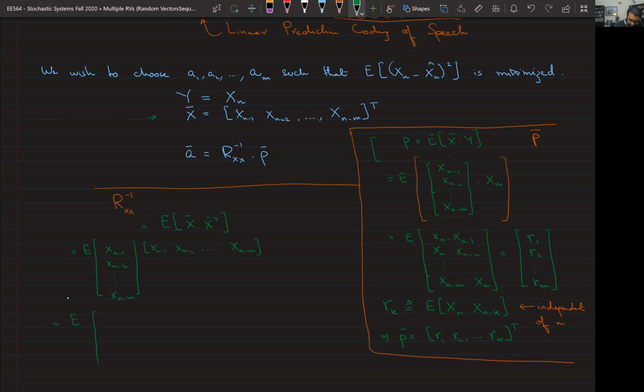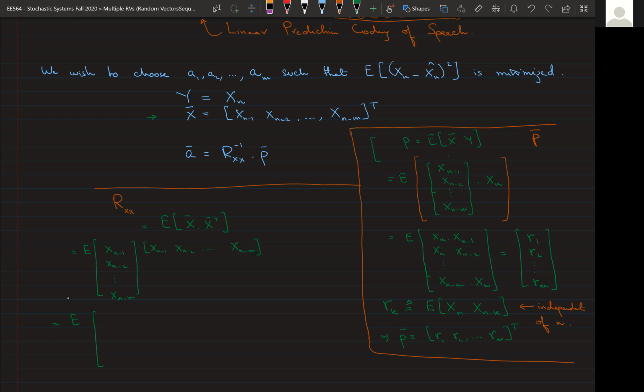So what about the first row? First row पे क्या होगा? क्यों Zephyr? What are you going to get on the first row? Sir, I was just confused that isn't this Rxx instead of the inverse, like as we defined? Oh, sorry. So this is Rxx. Yeah, sorry.